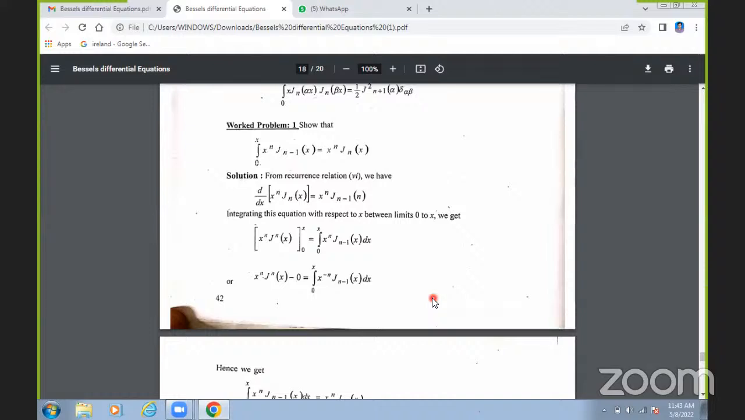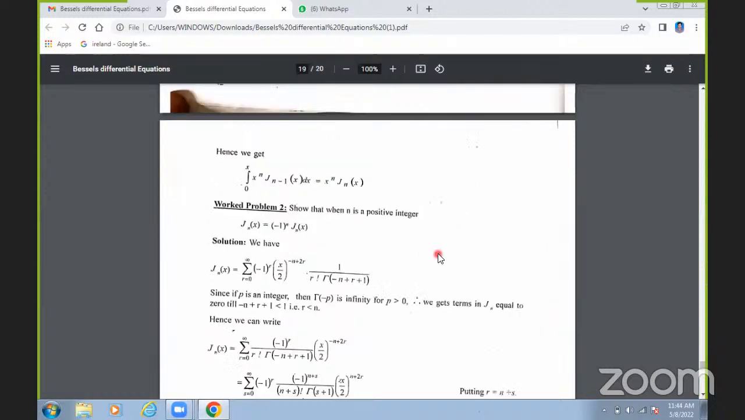Okay. So this is about Bessel's differential equation. We have seen Bessel's differential equation and its solution. Similarly, we have seen the generating function as well as the recurrence formulas, and then the orthogonal properties. On the orthogonal properties, we have some worked out examples. You go through this one.